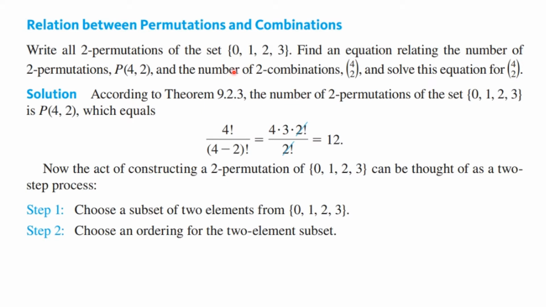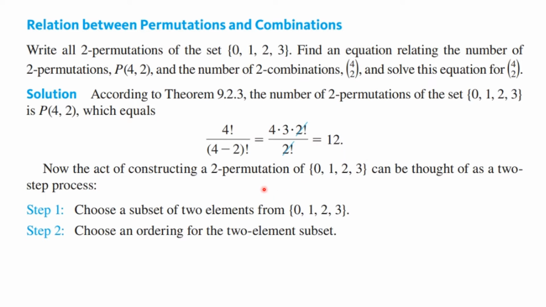Okay, so when we wrote all 2-permutations of this set, we want to find an equation relating the number of 2-permutations and the number of 2-combinations, and solve this equation. So here's what we do. According to what we studied before about permutations, the number of permutations is 4 factorial over (4 minus 2) factorial. We cancel out the 2 factorials and we get 12.